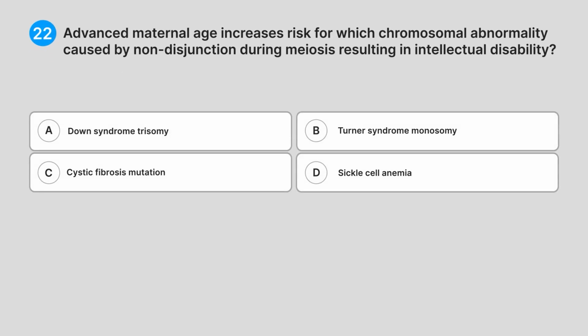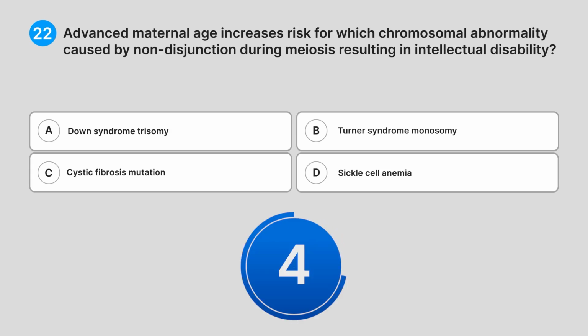22. Advanced maternal age increases risk for which chromosomal abnormality caused by non-disjunction during meiosis, resulting in intellectual disability? A. Down syndrome trisomy. B. Turner syndrome monosomy. C. Cystic fibrosis mutation. D. Sickle cell anemia. Do you know the answer?